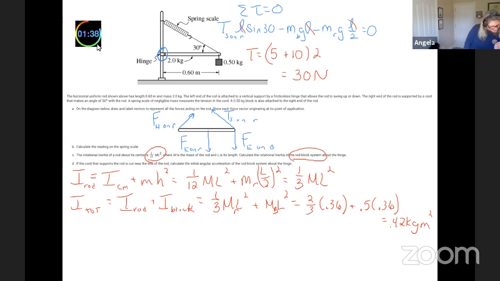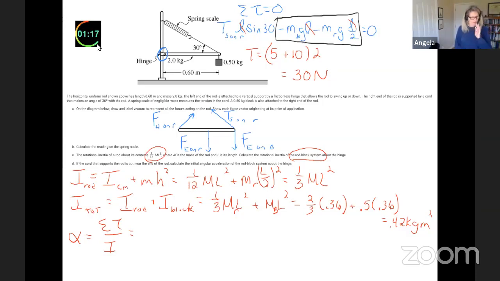Okay, D, if the cord, okay, you're going to cut the string, calculate the initial alpha. Okay, so we did this before. This is sum of the torques over I. So what are the torques acting on this system? Well, let me go back up to the beginning. I'm not going to redo this because I'm just going to use this. Did it already. I'm not doing it again. So the tension of the string, it's gone. They cut it. So we're only left with those two torques.